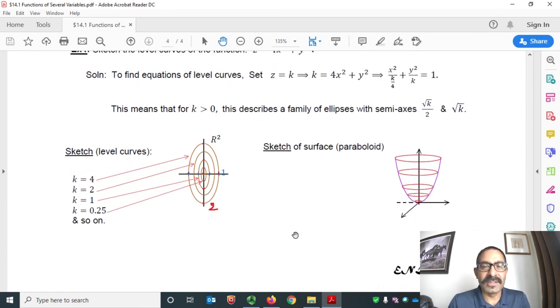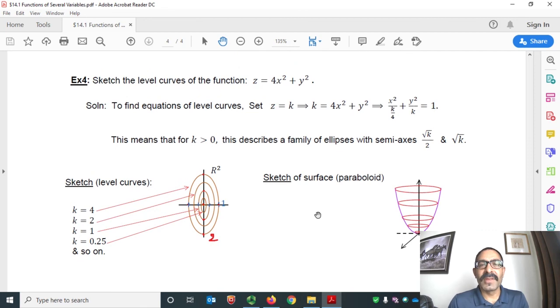I know it's slightly trickier. We first sketch the level curves in R2, and then we just pull them up to R3 to find the corresponding image of the surface. So that's another way to sketch the surface. So we finish this section. Thank you.